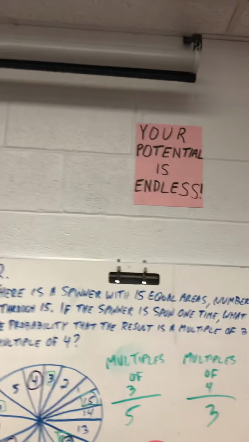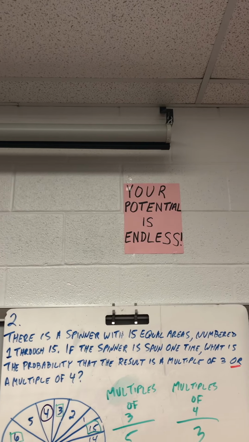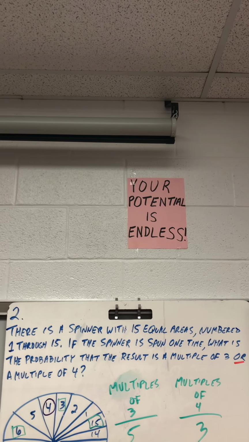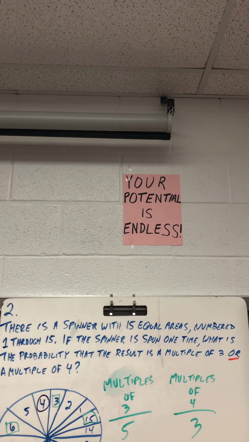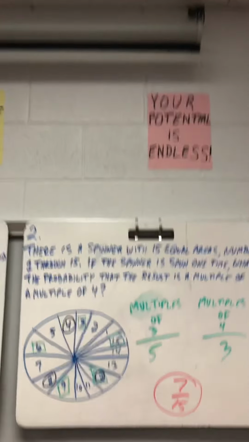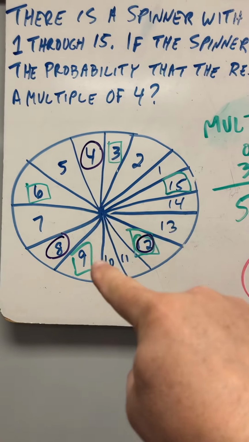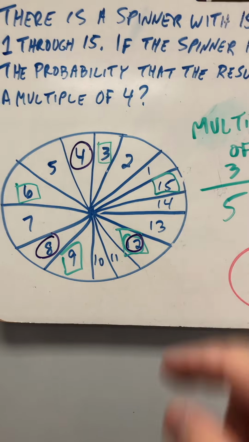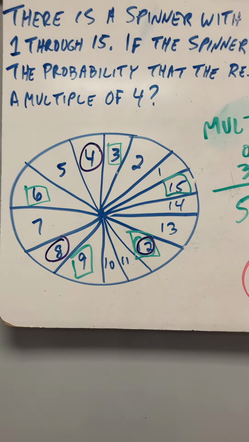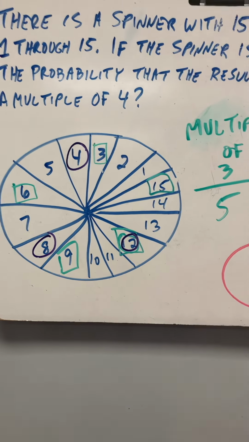There's a spinner with 15 equal areas numbered 1 through 15. The spinner is spun one time. What is the probability that the result is a multiple of 3 or a multiple of 4? Well, what are the multiples of 3 here? Well, there's 3, 6, 9, 12, 15. And I put a square around them in green. What are the multiples of 4?